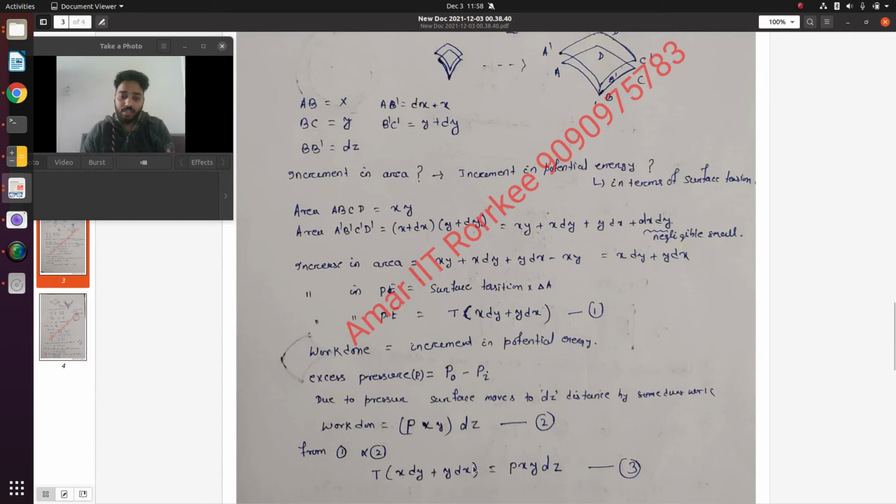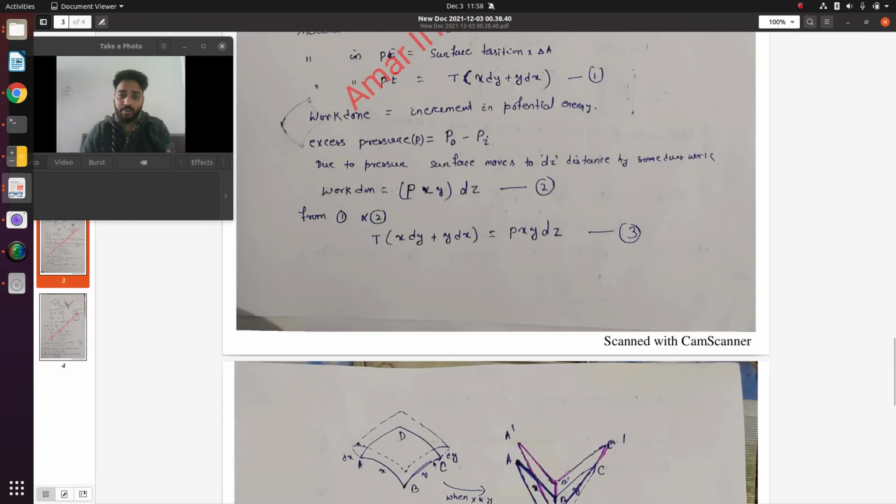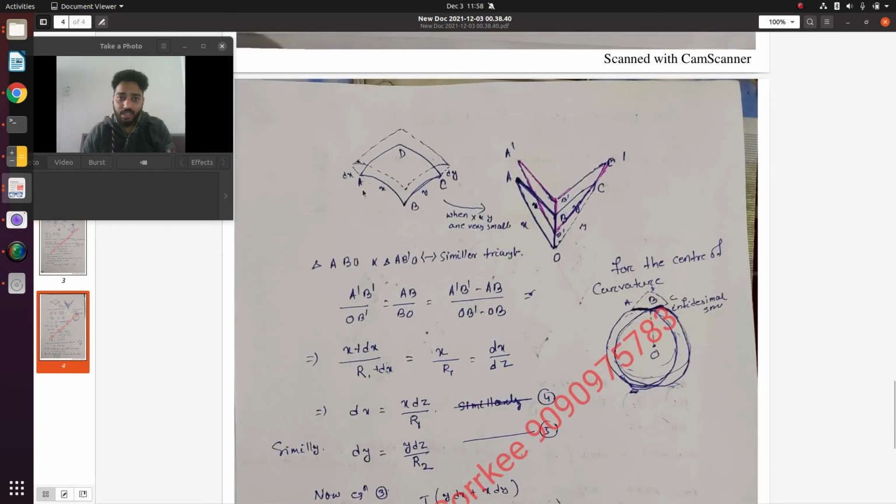For this expression, to derive the expression of dx and dy, we'll go to a little bit of the geometrical part. This is our initial surface A, B, C, D. Please follow my cursor right now, otherwise you cannot understand it. Suppose AB and AC is very small, very small.